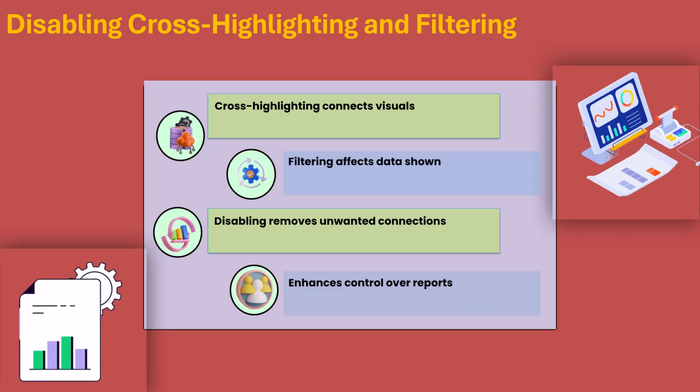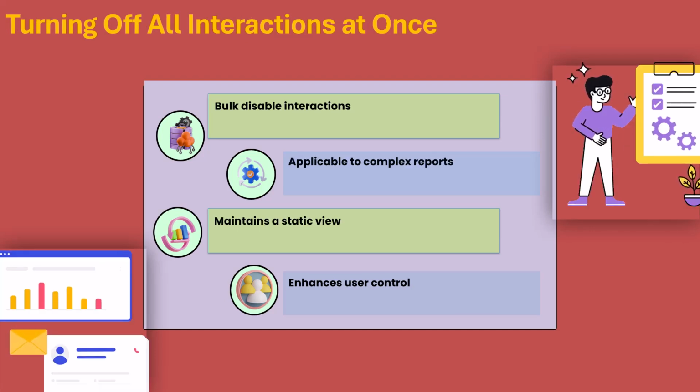Sometimes, reports just need a little quiet time. Disabling cross-highlighting and filtering removes unnecessary connections, giving you more control over your report's behavior. It's the Power BI equivalent of putting your phone on Do Not Disturb, no distracting interactions. Need complete silence in your report? Turning off all interactions at once is the ultimate cleanup trick. It's especially useful for complex reports where interactions just make things messy. Think of it like muting a group chat. Sometimes less noise is better.